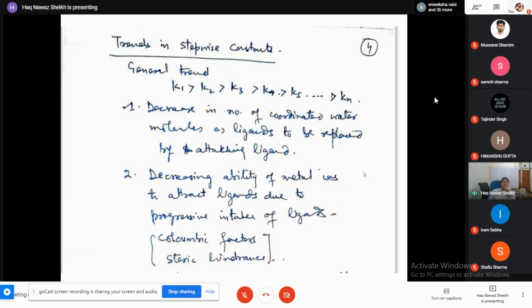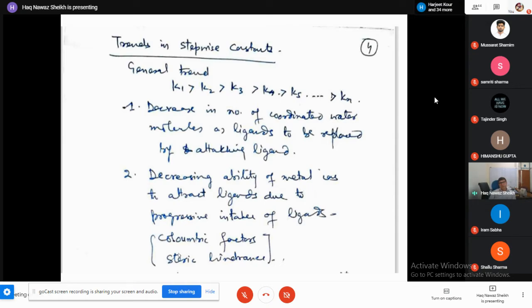So what are the trends in the stepwise equilibrium constants? The general trend is that there is a successive decrease when you go from K1 to Kn: K1 greater than K2, K3, K4. The reasons are, first, the decrease in the number of coordinated water molecules available to be replaced by the incoming ligand. Then there is the decreasing ability of metal ions to attract ligands due to progressive intake of ligands, as the Coulombic interactions diminish, and steric hindrance also diminishes the interaction between metal and ligand.